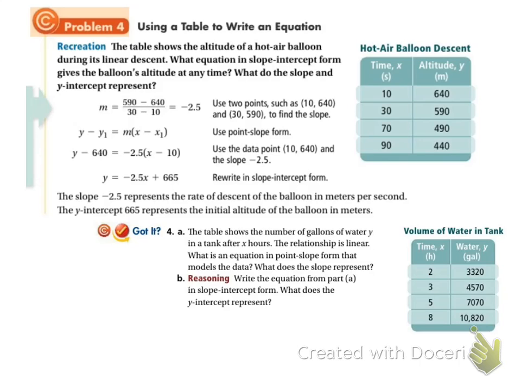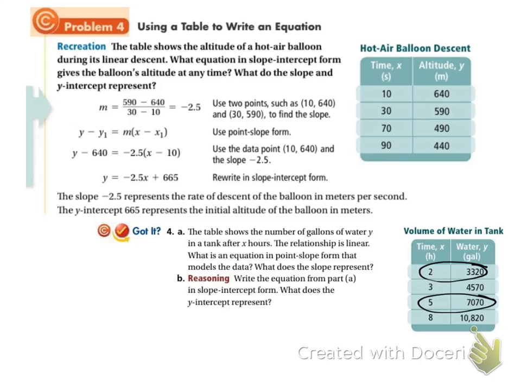Okay, so we can also use a table to write an equation, right? We just used a graph. Now we'll use a table. So I've got a table down here, and I've got 4 points in there. You need to choose 2 of them. Doesn't matter which 2. So I'll use this one and this one.